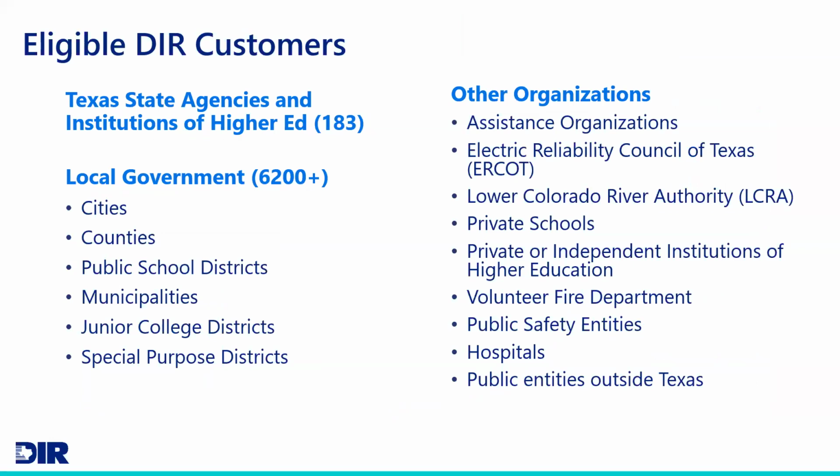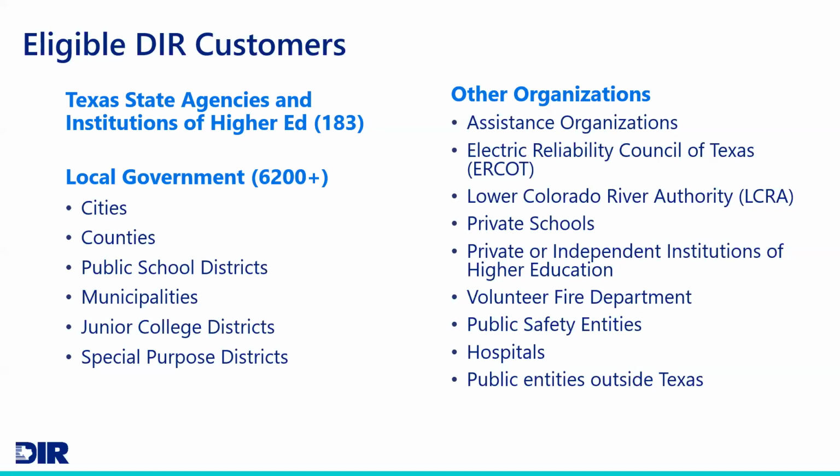So who is eligible to buy through DIR? Well, this slide here gives you an idea of who our eligible customers are. Texas state agencies and institutions of higher education, there's about 183 eligible entities. Local governments, there's over 6,200 plus eligible entities. That includes city and county governments, school districts, municipalities, junior colleges, and special purpose districts, things like political subdivisions.